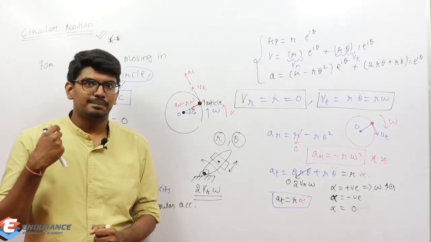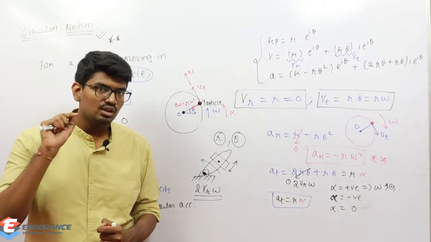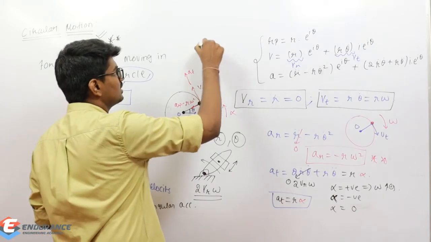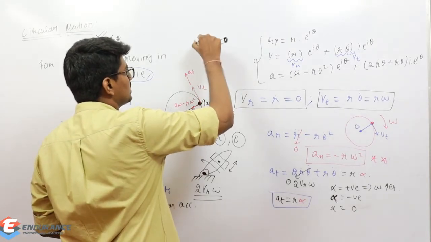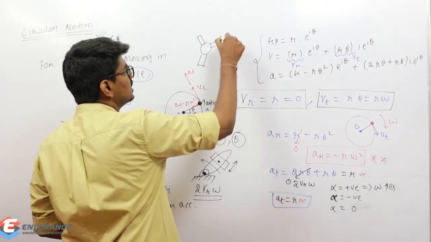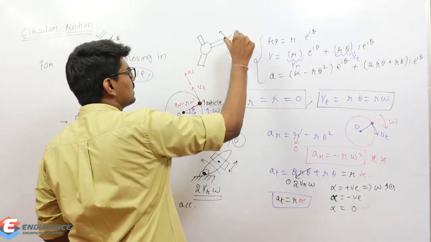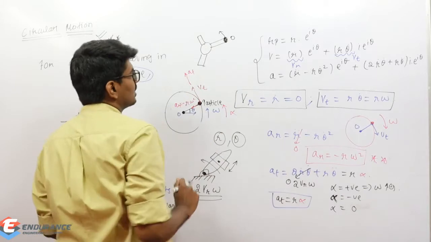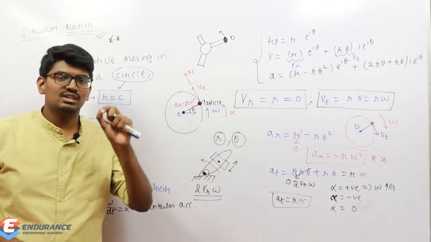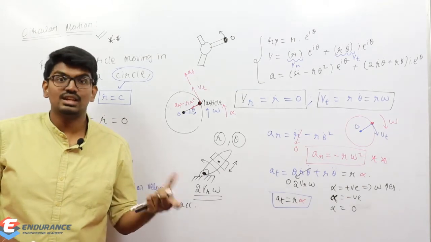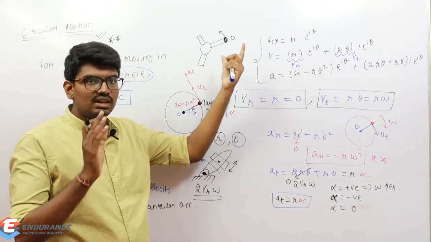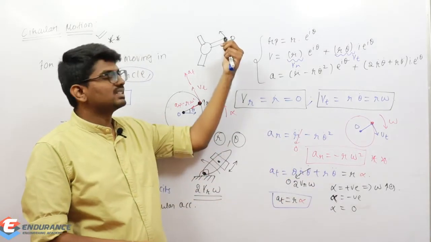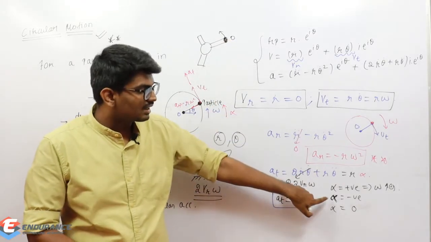Just consider an example: switching on the fan. When you switch on the fan, what will happen? You can consider this point on the fan to be the particle. Initially it will be at 0 velocity, and it will start increasing the velocity. So the angular velocity will keep on increasing until it reaches some steady state. Since the angular acceleration is positive, the angular velocity will keep on increasing.